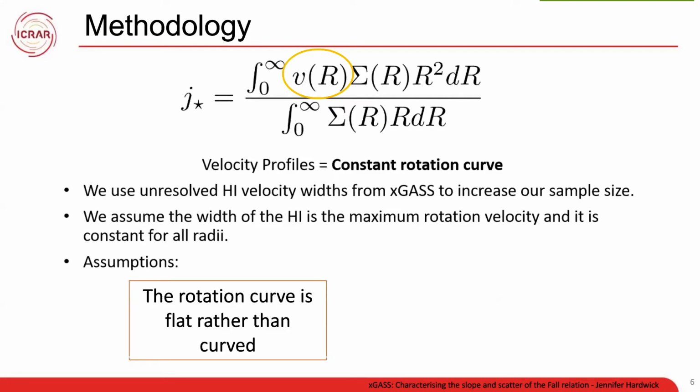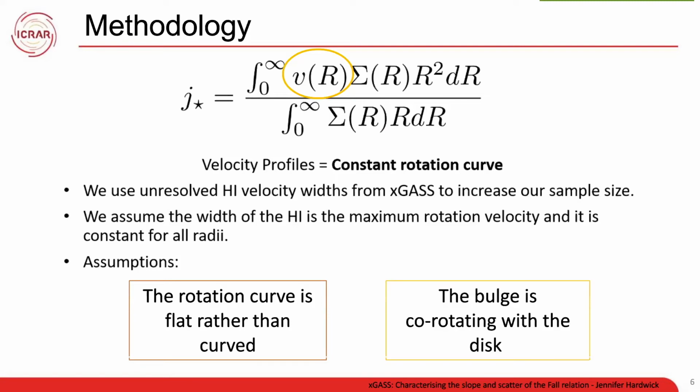So the assumption is that the rotation curve is flat rather than curved, and we've done a bit of testing on this with mock data to see what effect this has on the specific angular momentum. We actually find that this variation causes a difference that's less than the observational uncertainty we have, for example, in the light-to-mass conversion. And also, because we have unresolved kinematics, we can only assume either the bulge is co-rotating with the disk or it has zero rotation. So we have tried both of these and again find that it has little effect on our overall result, but I will refer to that a little bit more later as well.